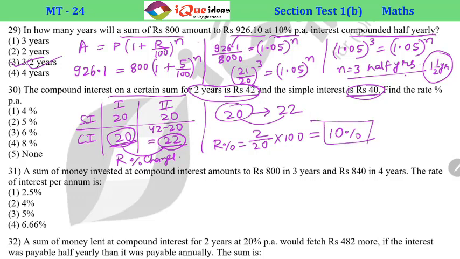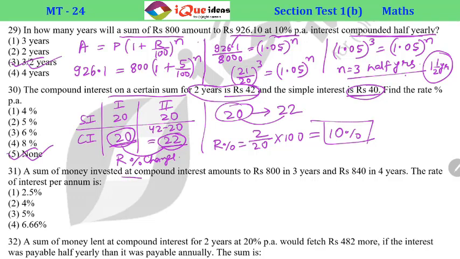So 10% is the rate in this case. All right. So what is the question saying? Find the rate percentage. So rate percentage is 10%, which is none of these is the correct answer. All right. Now let's take up the next question.